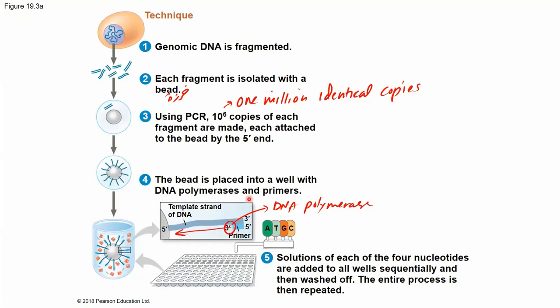The DNA polymerase will bind to the primer, and now here we have something similar to the PCR. This is the DNA primer. All these DNA fragments on the surface of the bead will be bound by the DNA primer. And as you can see here, this is the DNA polymerase.